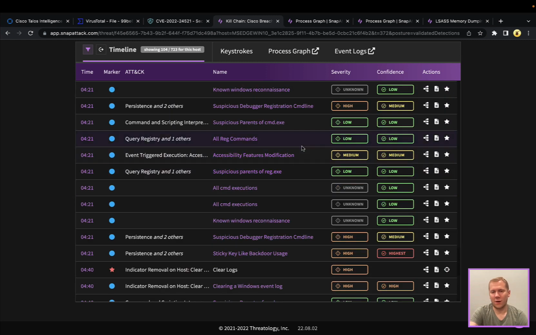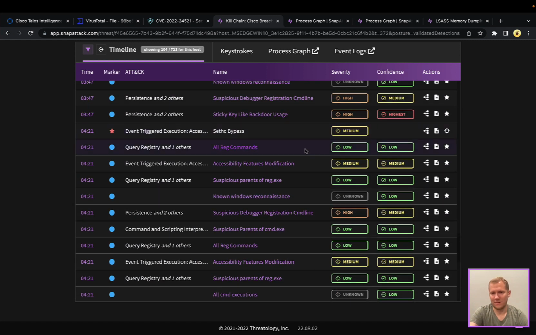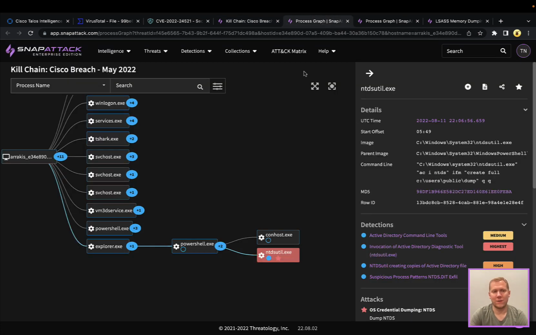We can also see all of the detections. We can see our confidence level, the severity of what it's detecting. So lots of cool stuff here. Again, other views that we can take a look at. So working backwards, this is on the domain controller machine. So we can see here they launched PowerShell to launch this NTDSutil. So several, again, detection opportunities just alone with this attack.